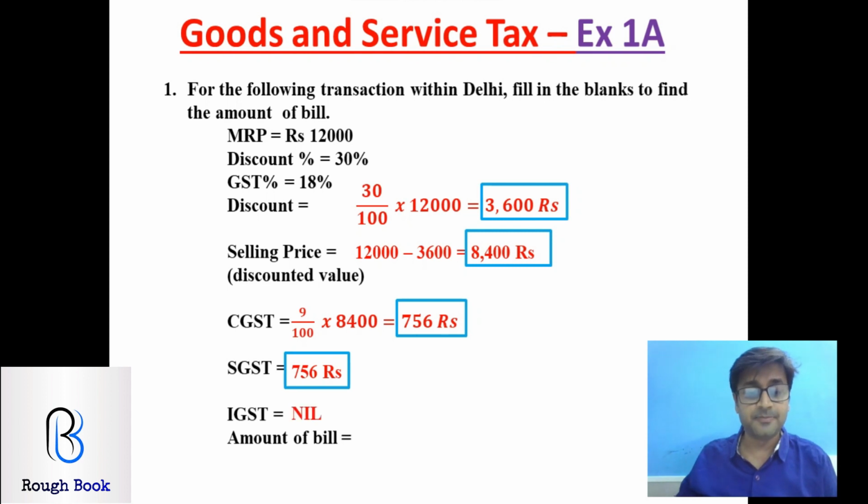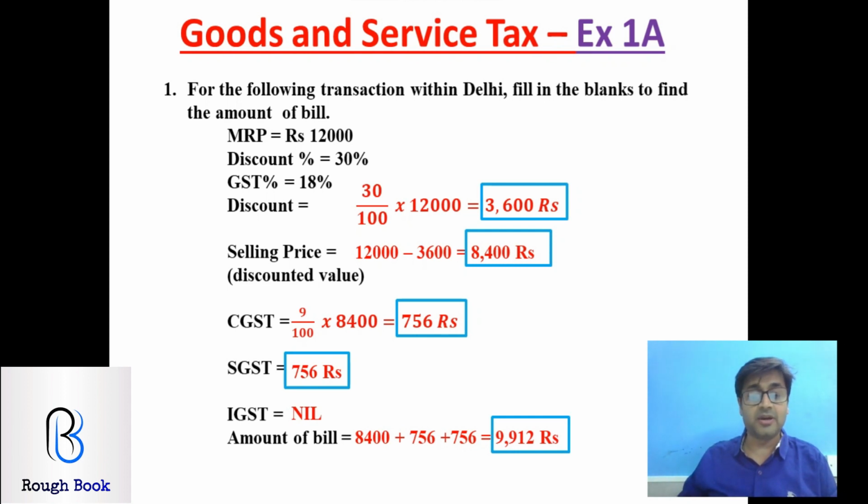IGST has to be nil. And what will be my final amount? So that is 8,400 plus 756 plus 756. Come on, calculate. Give me the answer. So my final answer should be 9912. So the mobile which is worth 12,000, I am paying 9912 because there is a discount. And on the discount then I am paying the GST.